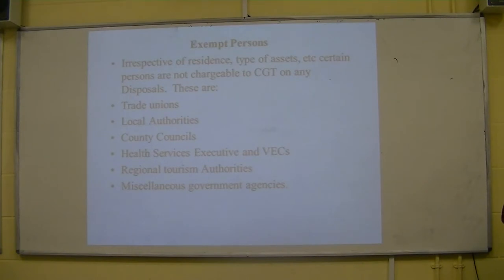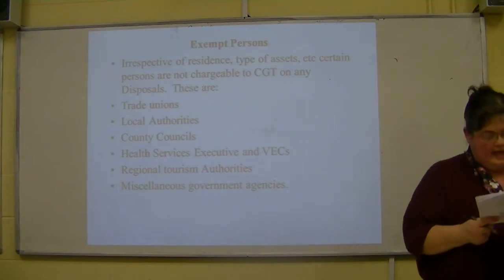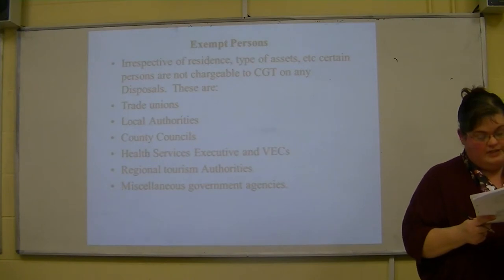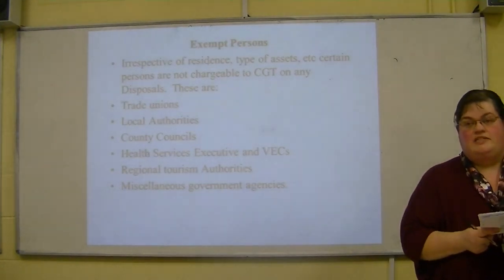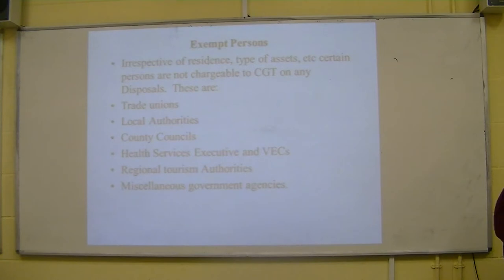Okay, then we've got exempt persons, irrespective of residence, type of assets, etc. Certain persons are not charged with CGT on any disposals. These are trade unions, local authorities, county councils, health service executives and VECs, regional tourism authorities and miscellaneous government agencies. So whatever they sell, they actually don't have to pay any capital gains tax at all.